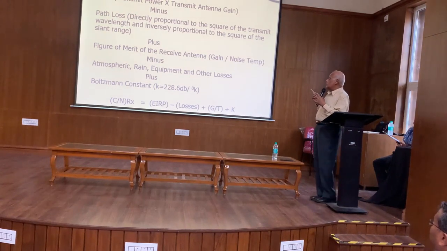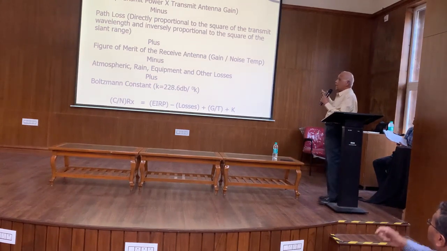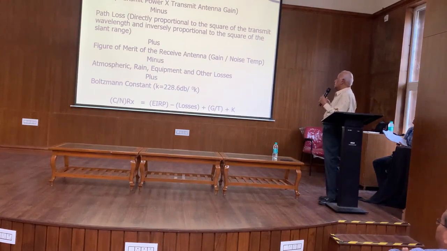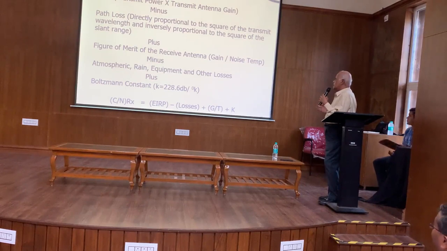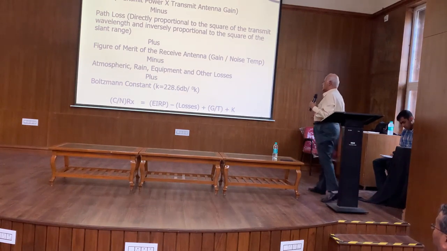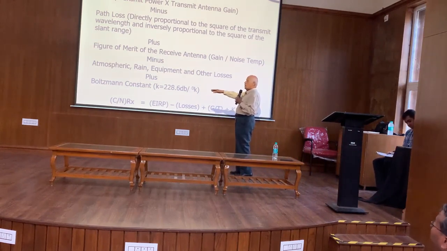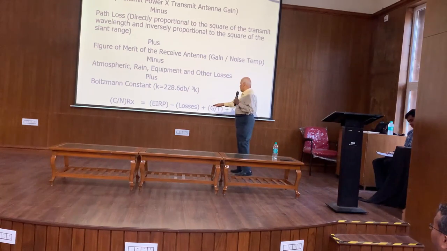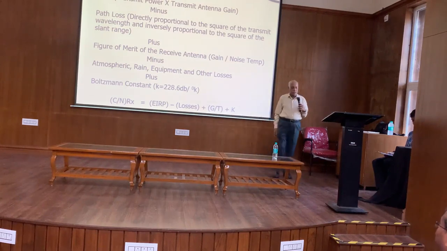I am using the word figure of merit for the first time. I do not know how many of you were exposed to it. The figure of merit of any antenna is given by the gain divided by its own noise temperature, the system noise temperature. So figure of merit, minus the various atmospheric, rain, equipment and other losses, plus the Boltzmann constant. In other words, the same thing translated: C/N received is equal to EIRP, either of the ground station or the satellite, minus losses, plus G/T at the satellite or at the ground station, plus the Boltzmann constant. Next.